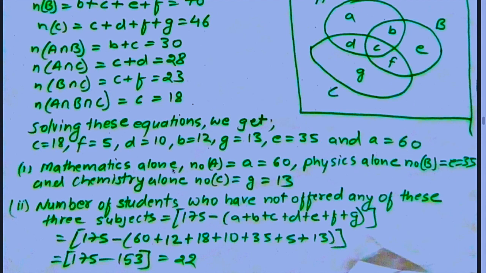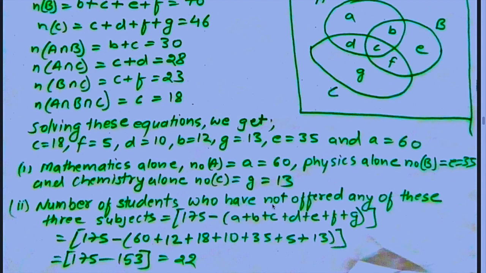Mathematics alone equals A, and A we got from solving the equations as 60. Physics alone equals E equal 35, which we got from solving the equations. And chemistry alone equals G equal 13, the value of G we got from solving the equations.